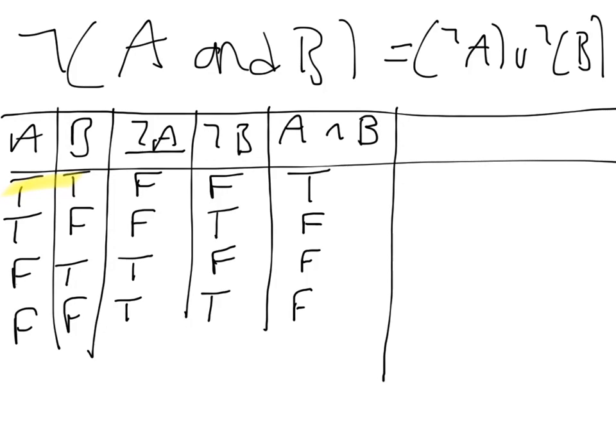Next we're going to negate A and B. And that's the opposite of this right here. So it's going to be false, true, true, true. So we've got one part of our question done right here. The truth table for that is false, true, true, true.